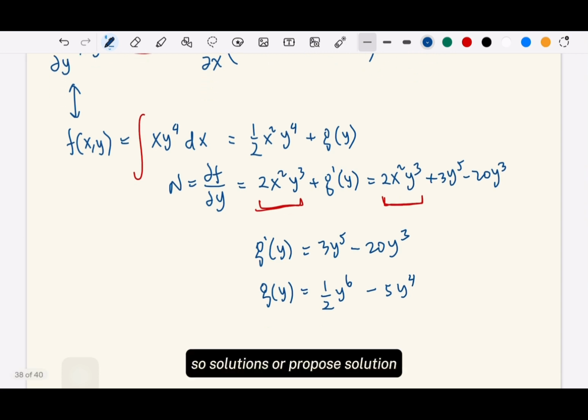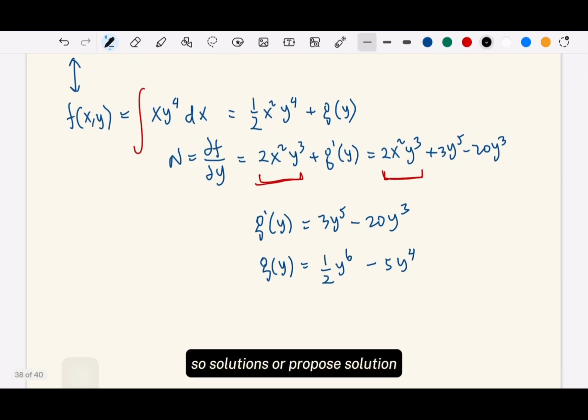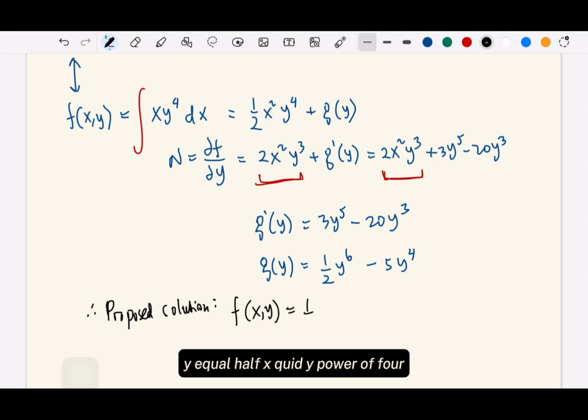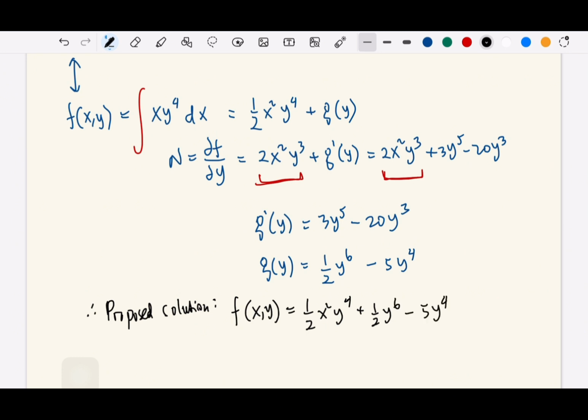So the solution, or proposed solution, is f(x,y) equal to half x squared y to the power of 4 plus half y to the power of 6 minus 5y to the power of 4, equal to a constant.